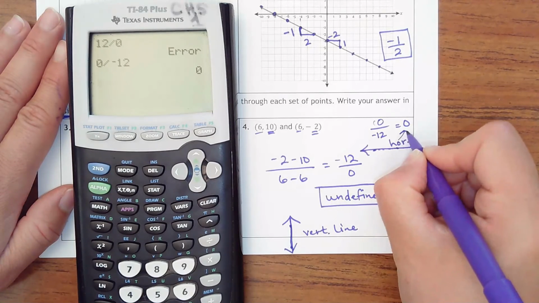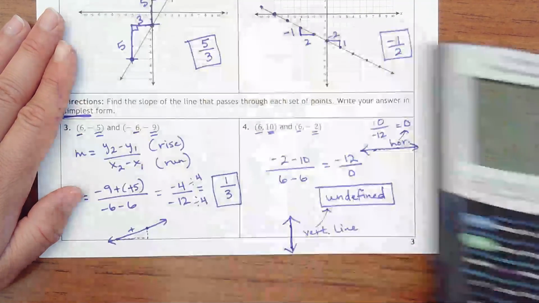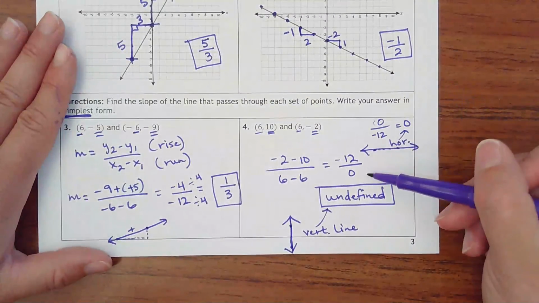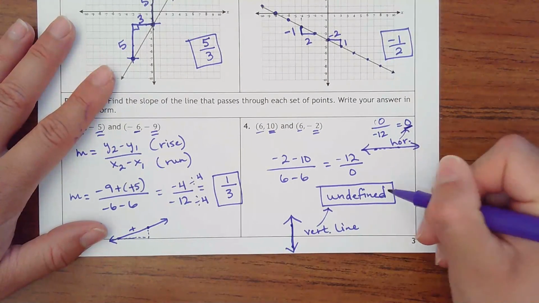So horizontal lines have 0 slope, and vertical lines have undefined slope. So you can never leave your slope with a 0 in it. It has to be either 0 or undefined.